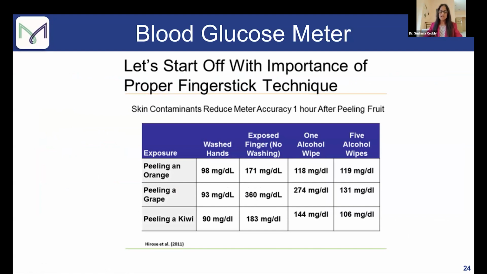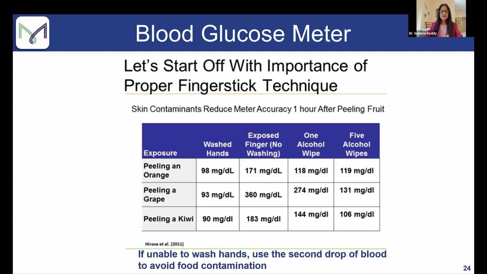In fact, I used to take care of a lot of patients with gestational diabetes, and I had one patient call me panic-stricken. She's like, Dr. Reddy, my glucose is 250. And so I said, wait, just calm down, wash your hand, I'll stay online, let's check your glucose again. And it was 90. What happened was it was wintertime, and she had used a lotion on her finger that had some fruit in it, and so it was high. So we need to make sure that the patients are doing the proper finger stick technique. And if they can't wash their hands, ask them to use that second drop of blood so you're not getting the food contamination.